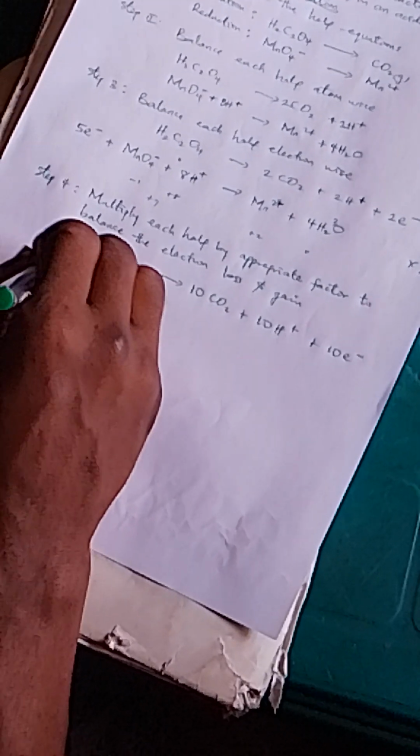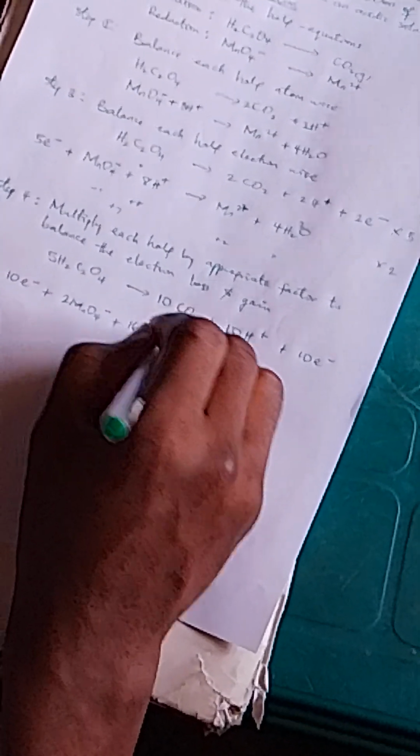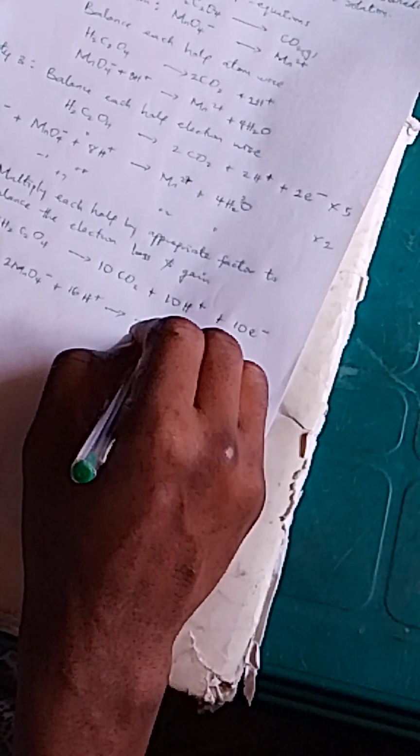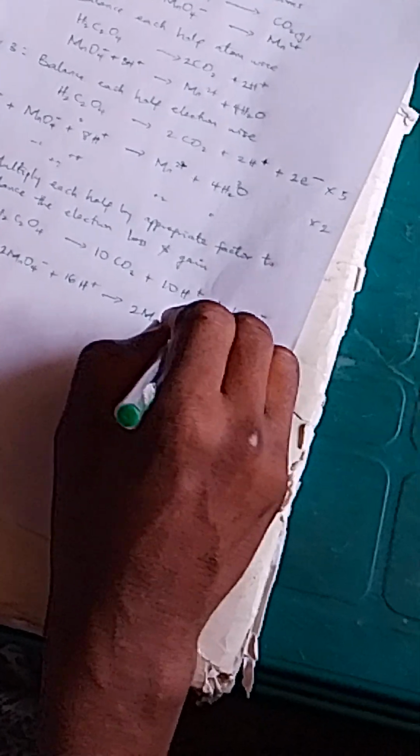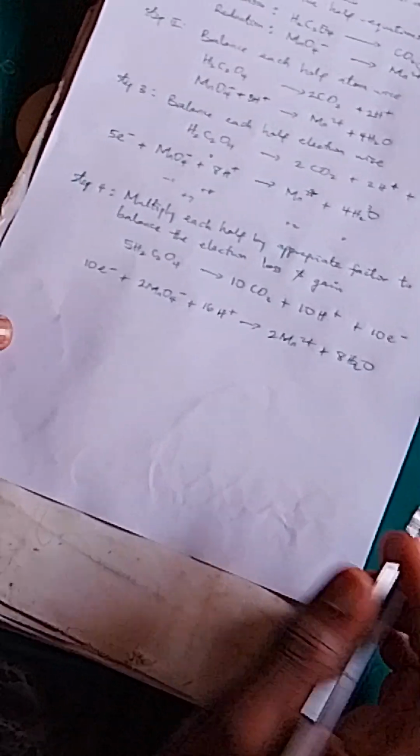Okay, so multiply this one by 2. 2 times 5 will give me 10 electrons plus 2MnO4 minus, plus 2 times 8 will give me 16 hydrogen ions. Okay, 2 times this will give me 2Mn2 plus, and 2 times 4 will give me 8H2O. Alright, so I've multiplied that.